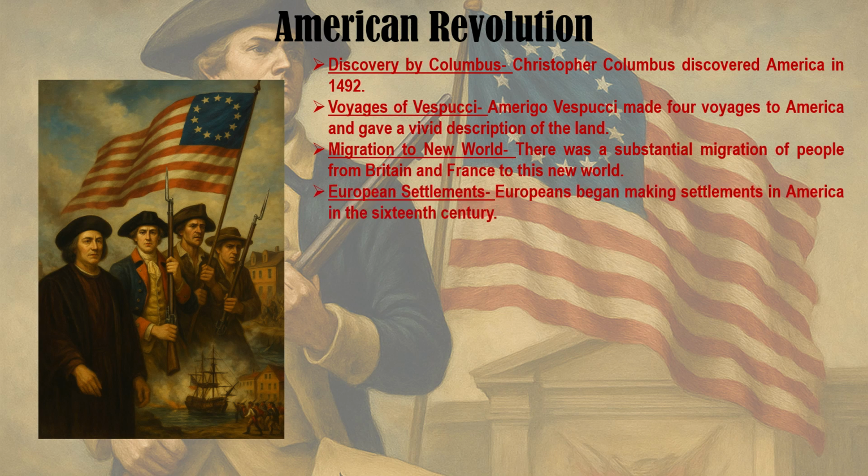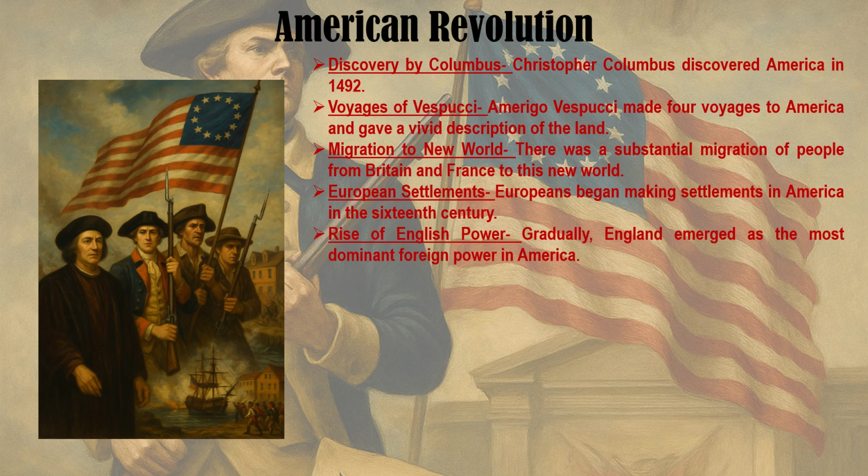European settlements. Europeans began making settlements in America in the 16th century. So during the 16th century, many Europeans had gone to America, they had bought new lands and they had settled there. So by the 16th century, America was more or less dotted on the coastlines with European settlements.